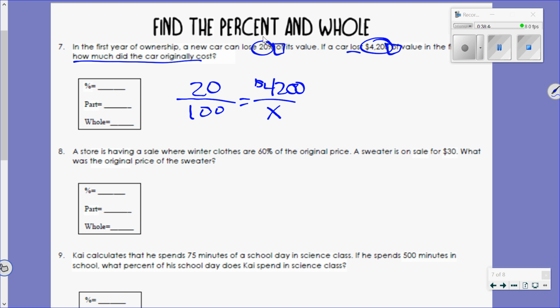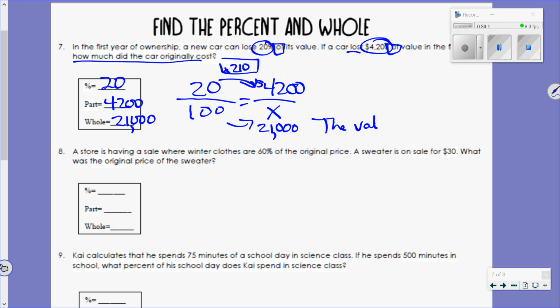Okay, so I just need my mystery box. How do I go from 20 to 4,200? Multiply by 210. So what do I do at the bottom? Multiply by 210. What was my percent? 20. What was my part? 4,200. What was my whole? 21,000. The value of the car was $21,000.